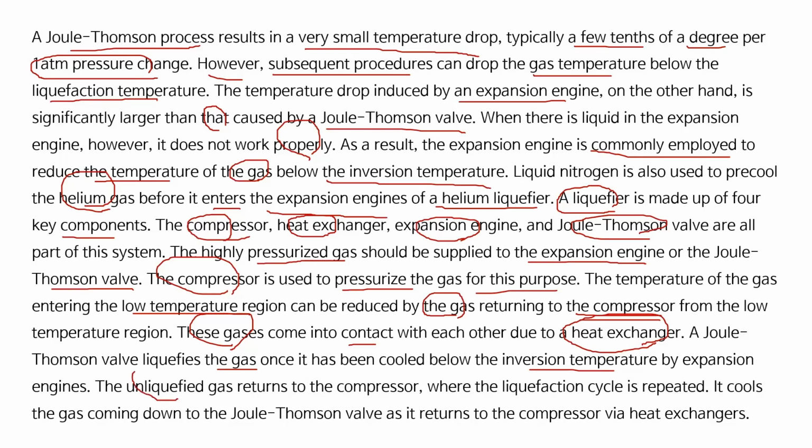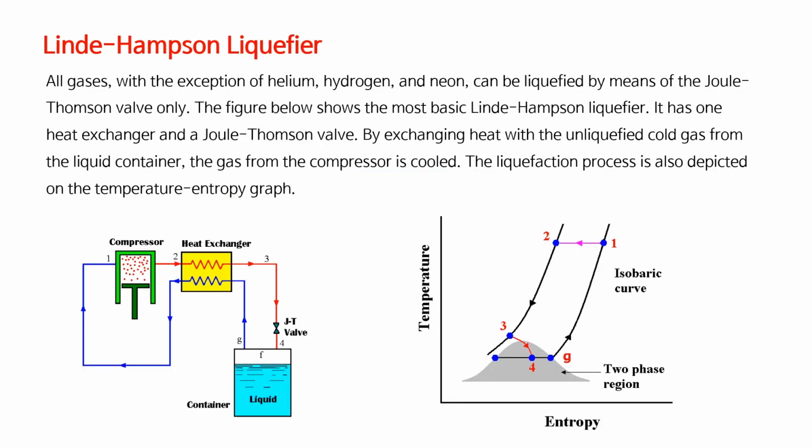The unliquefied gas returns to the compressor where the liquefaction cycle is repeated. It cools the gas coming down to the Joule-Thomson valve as it returns to the compressor via heat exchange. Now let's see the practical liquefier. First, let's see the Linde-Hampson liquefier.